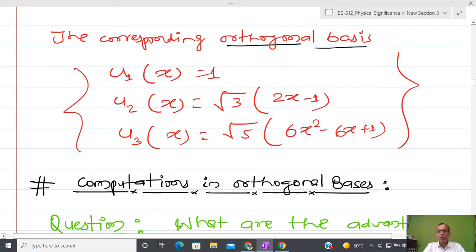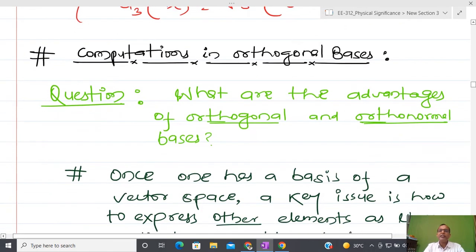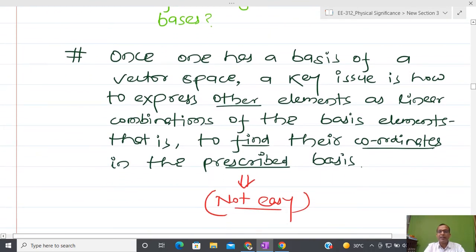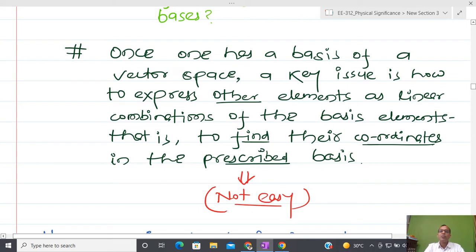Now what I am going to do is computation in an orthogonal basis. One of the challenges is how to calculate the orthogonal basis. First we have to check why we do that, that is, the advantage of an orthogonal or orthonormal basis over a general basis. If you check the practical example, once one has a basis of a vector space, a key issue is how to express another element as a linear combination of the basis elements, to find its coordinates in the prescribed basis.